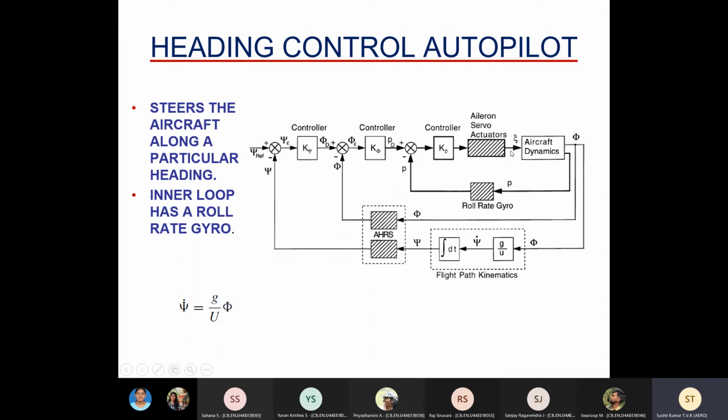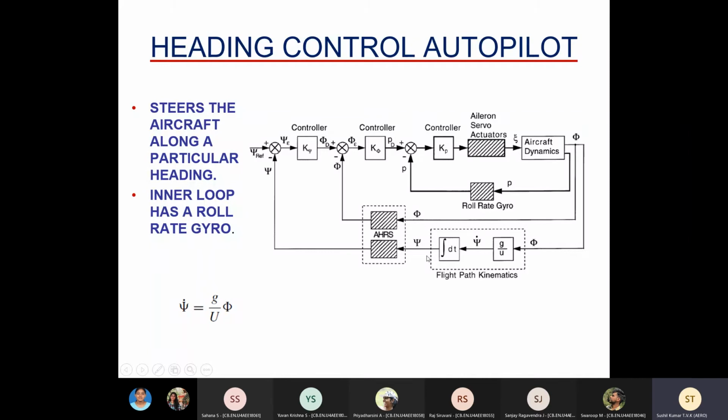The moment you deflect the ailerons, the flight dynamics part takes over. So aircraft starts rolling about the x-axis at a rate p. Again, this loop, p and p desired, gets compared. Then the bank angle changes, which is fed back to the system using the attitude heading reference system. Now, if you look at the flight path kinematics, the bank angle phi results in psi, because of this relationship, psi dot is equal to g by u into phi. So it's just the kinematics part of it.